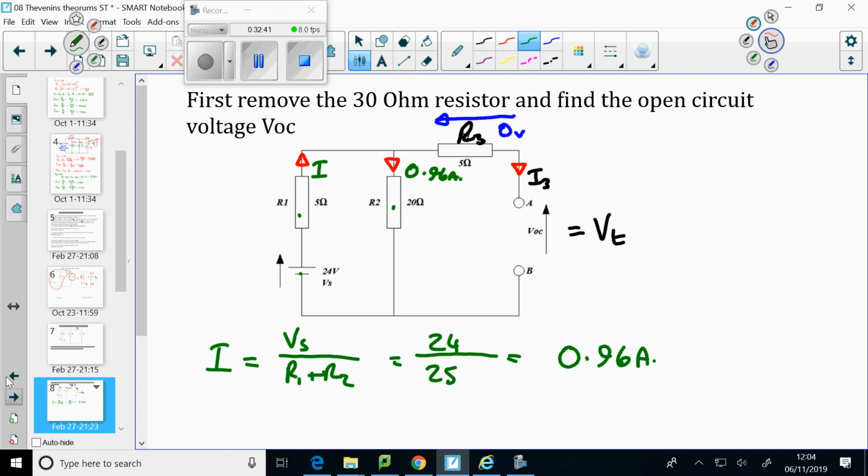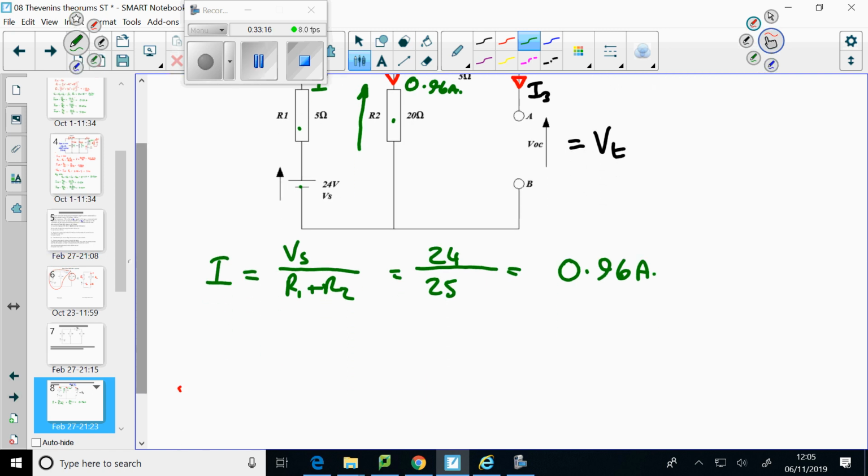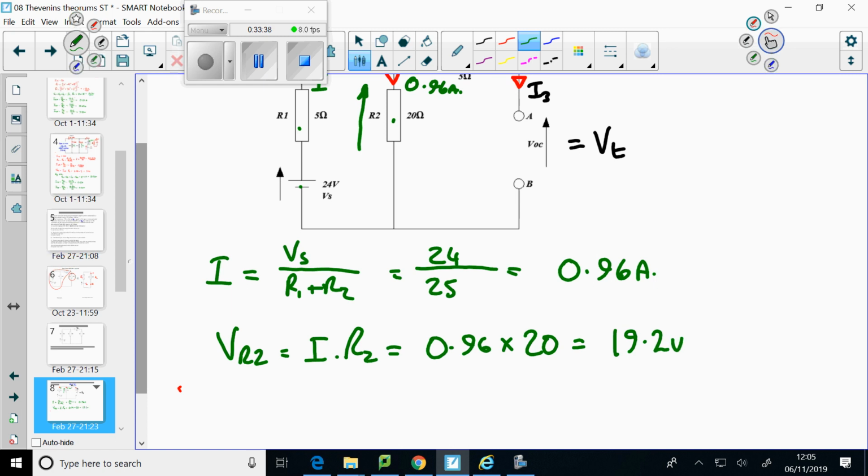Negative divided by I. I now know the current going through the 5 ohm and the 20 ohm resistor. So what can I calculate? The volt drops across those two components. If I want to know this one, I times R. So VR2 is I times R2, 0.96 times 20 equals 19.2 volts. Agreed? Yep.